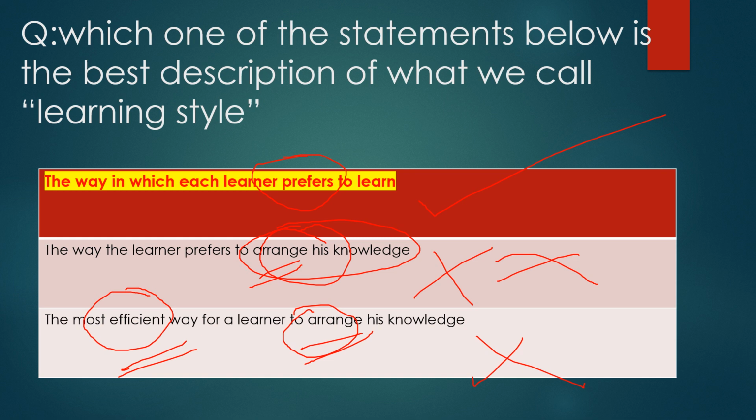And if you look at these options here, the word arranging knowledge tells you this is wrong. There is the efficient and arranging knowledge. These two words tell you that these options are wrong and this is the right option. So I hope it's clear to all my teacher friends.